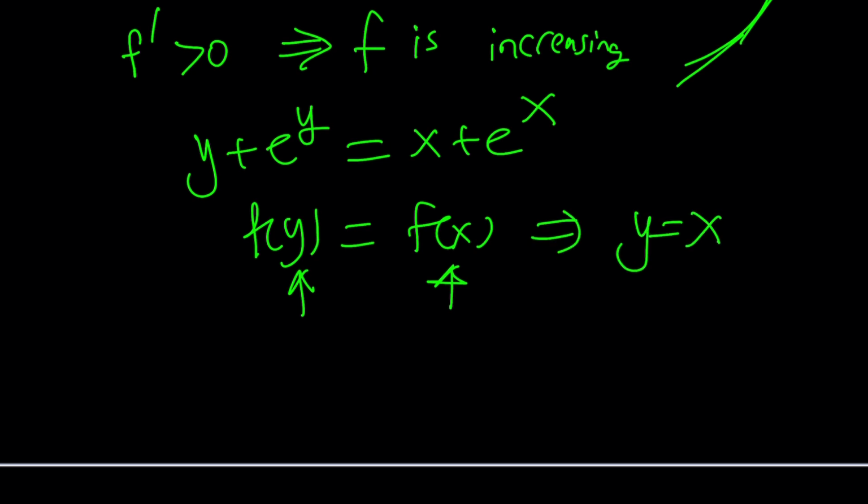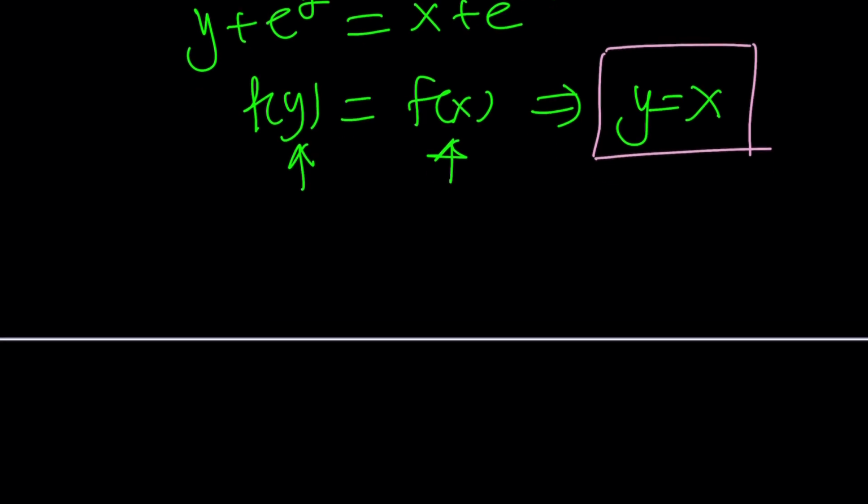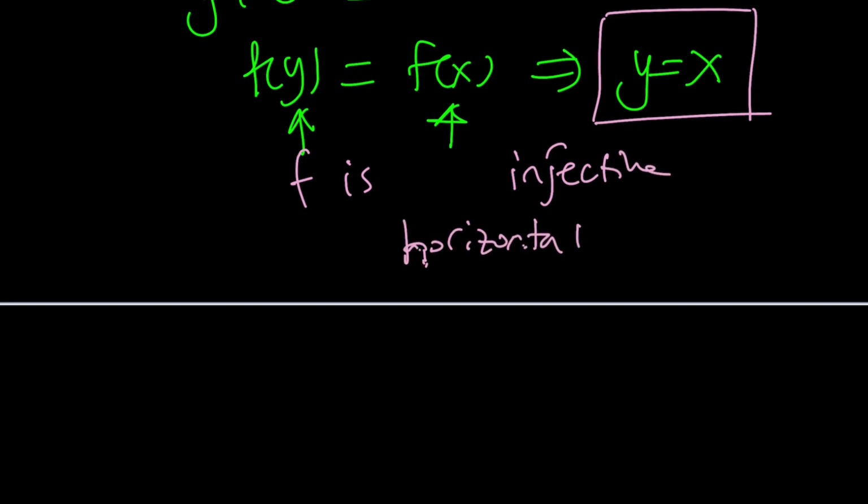Why? Because f is increasing, and because of that, f is injective or 1 to 1, which means that from here y equals x. So, which means that we got a solution, right? That's the same one, of course. So, basically, f is injective means it passes the horizontal line test. Remember, for functions, we have the vertical line test. This is for injectivity, okay? The horizontal line test. For example, if you have y equals x squared, it does not pass the horizontal line test because it's not injective.